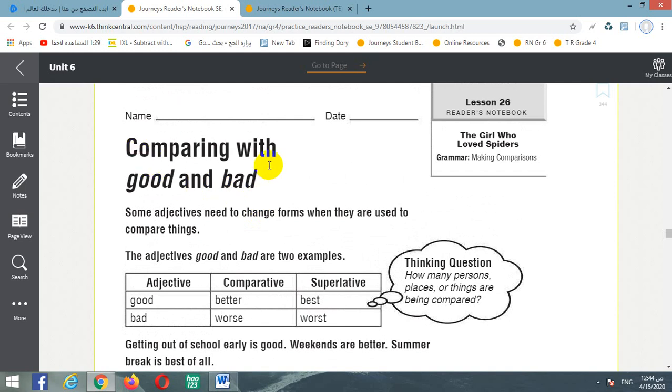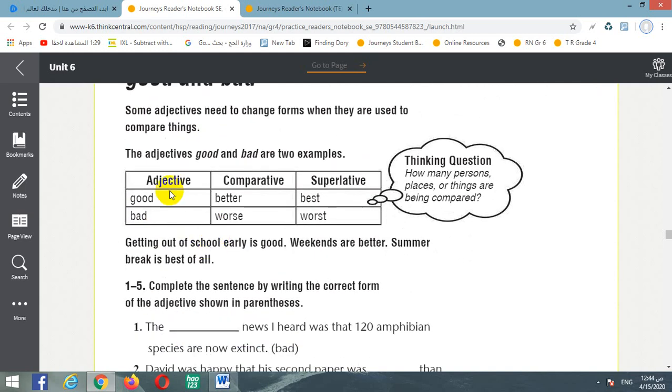The last page, comparing with good and bad. As you said before, we have some irregular adjectives like good and bad. They are short, yes, but we can't add er or est to them. So good will be in comparative better, or better than. Superlative, it will be the best. Bad, don't say badder, no, it's worse than, and the worst in superlative. So good, better, best.